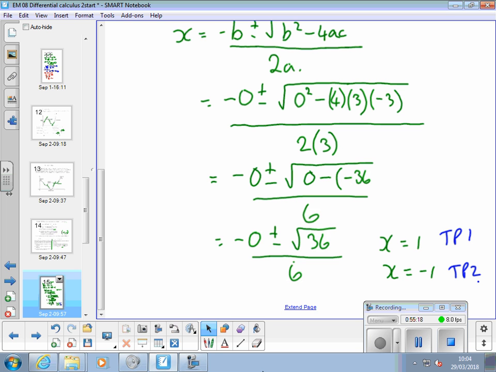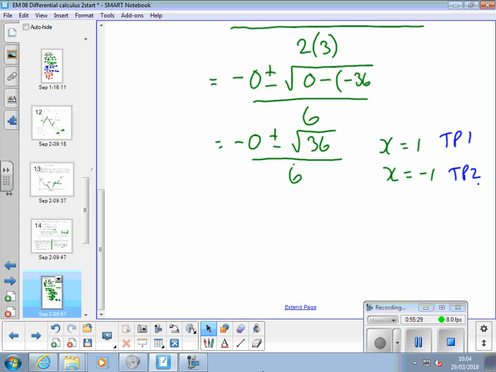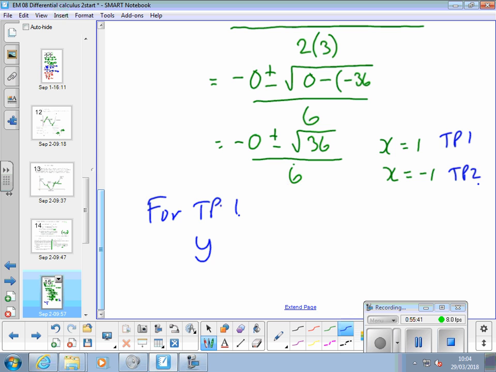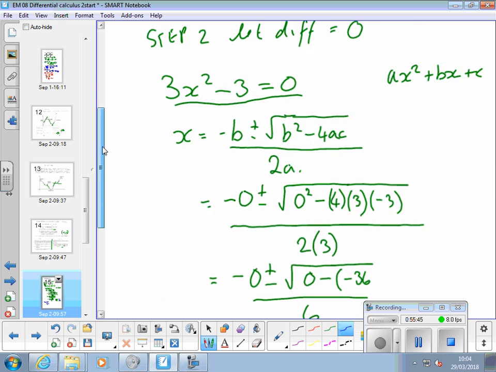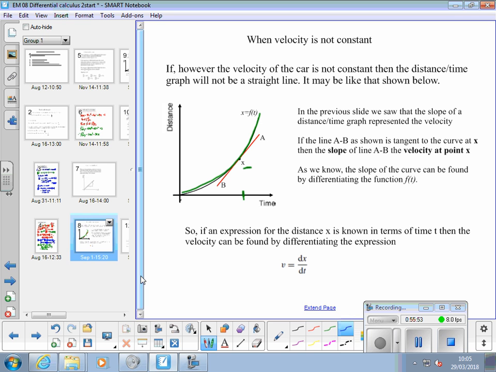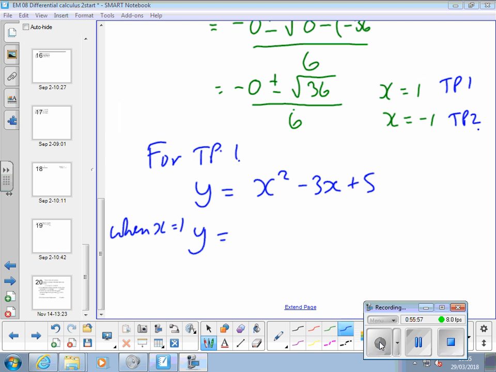All right. So we've got to substitute the values in the original function to find the values of y. So let's do it for TP1. Y is equal to, put it here, original... cubed. So x is 1, that's off. So y is equal to 1 squared minus 3 times 1 plus 5.